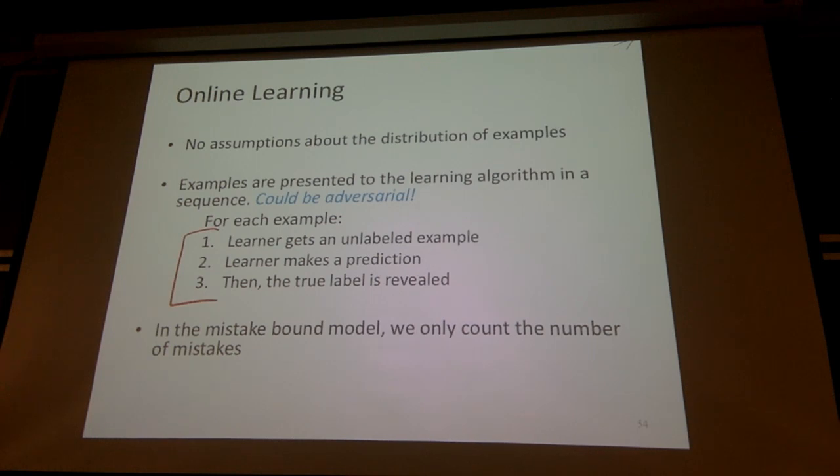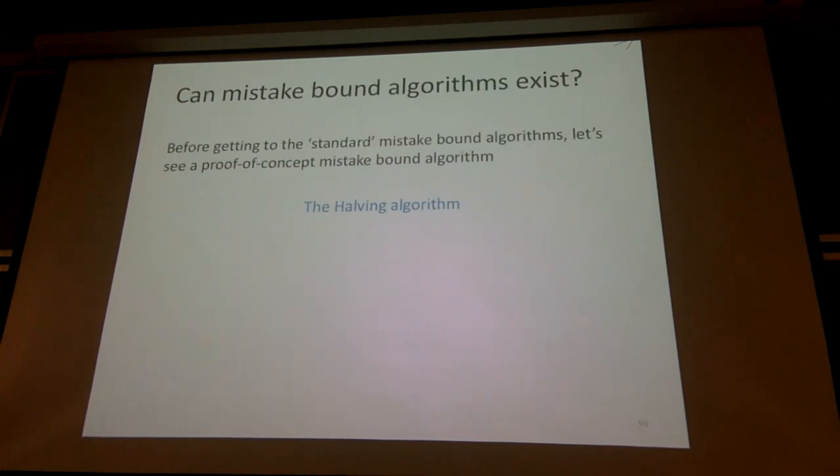And what I started thinking about is, we started looking at this question of, can there exist any mistake-bound algorithm? Is this just a made-up definition, or are there any mistake-bound algorithms? Of course, I said there are mistake-bound algorithms, but as a proof of concept, I want to introduce you to this algorithm called the halving algorithm.